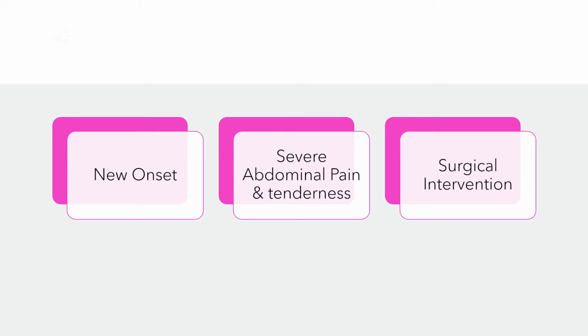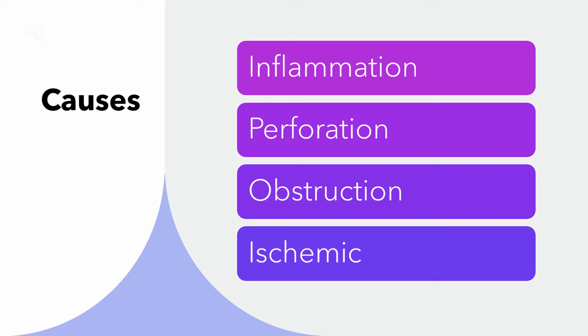Acute abdomen refers to new onset of severe abdominal pain and tenderness, which mostly requires surgical intervention. Inflammation, perforation, obstruction, and ischemia are some of the major causes of acute abdomen.